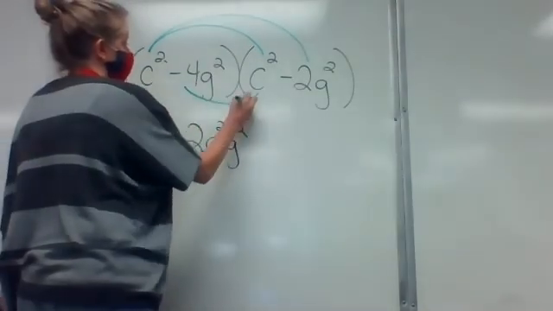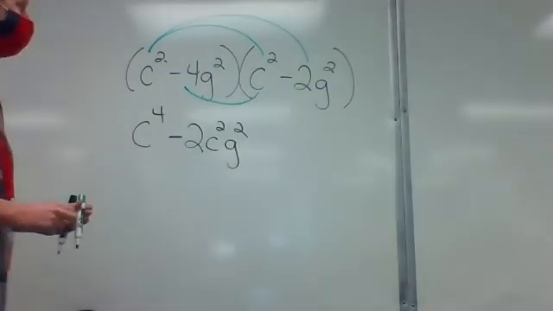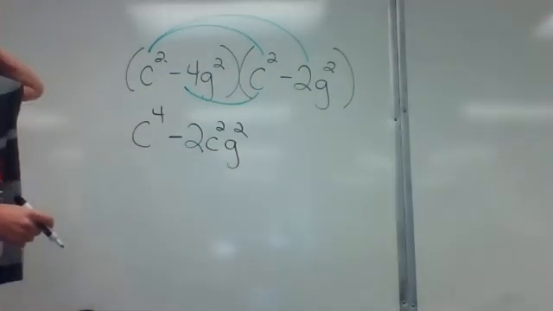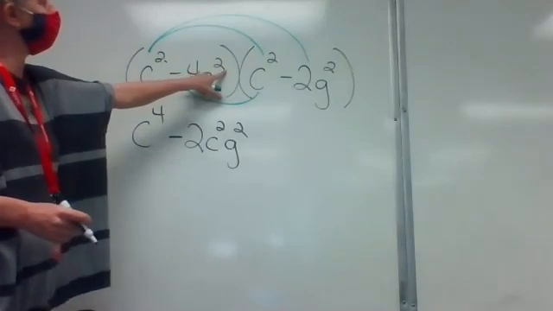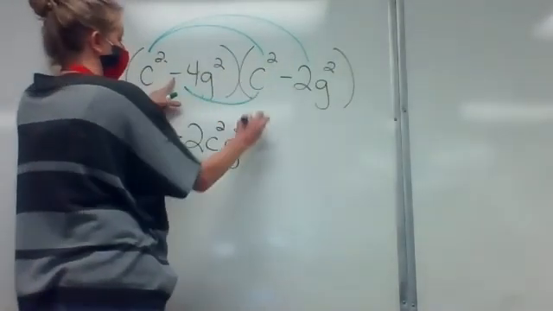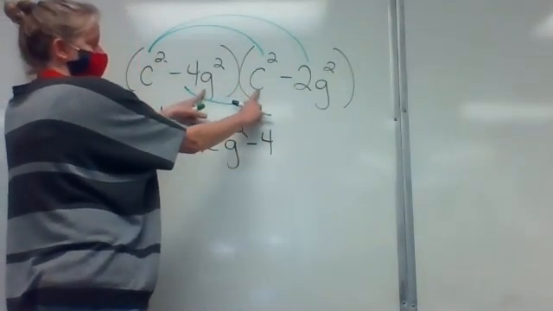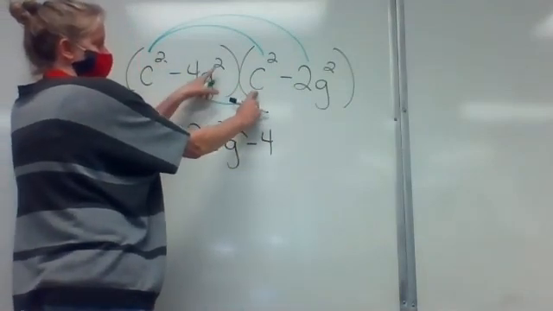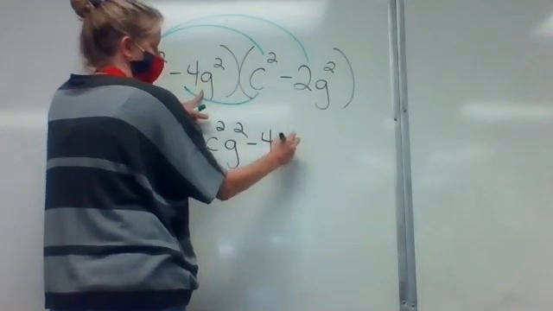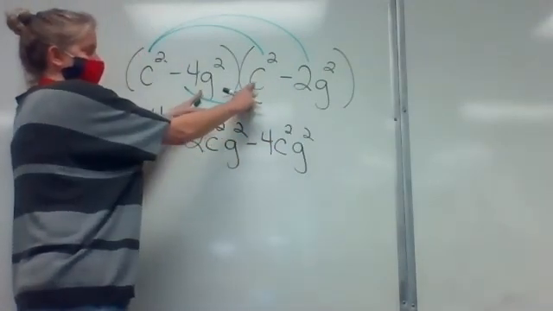Then to the inner. And once again, you'll notice I put the c and g in alphabetical order. So let's see what I have here. I've got negative 4g squared times positive c squared, which gives me negative 4. Put your letters in alphabetical order. I've got a g squared and a c squared. So I'm going to put that as c squared, g squared.